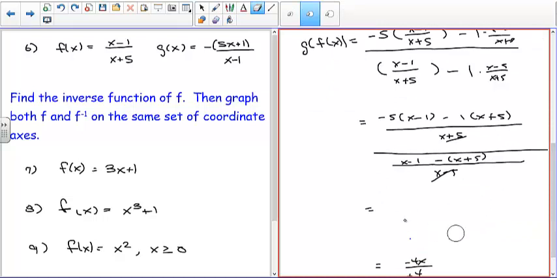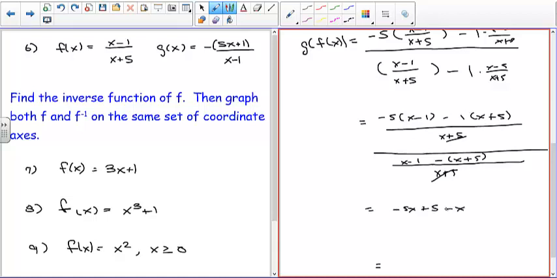What happened there was, I got to a point where I didn't get the right answer, so I had to go back and figure it out. Hopefully, this is plus here. So let's see if that works. So you get negative 5x plus 5 minus x minus 5 divided by x minus 1 minus x minus 5.